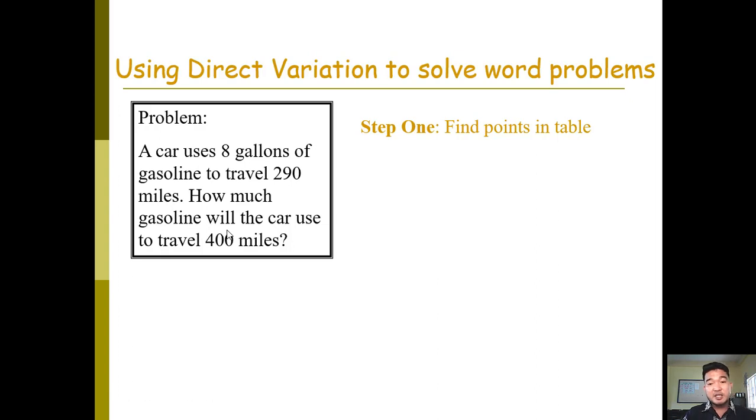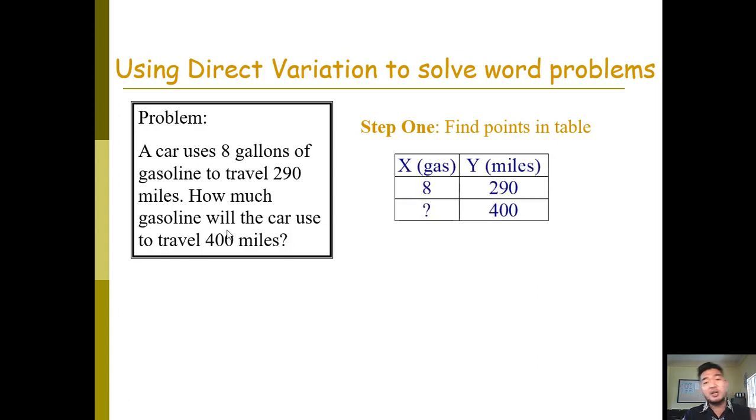So the first step is to find points in table. Lagay nyo sa table para di kayo malito. So our x here is the gas, 8, and our y is the distance traveled or in miles, 290. Kapag 8 gallons, nakaka-290 miles. Ang tanong, ilang galon kung 400 miles?